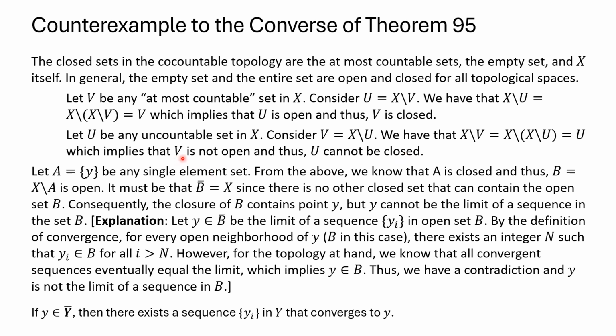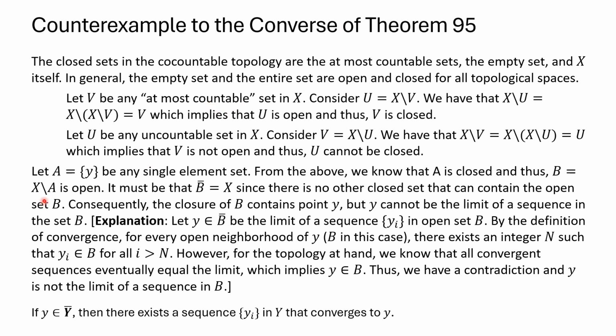So we have that U is not closed. In other words, no uncountable set in X is closed, and that leaves us with the only closed sets in X being those that are at most countable.